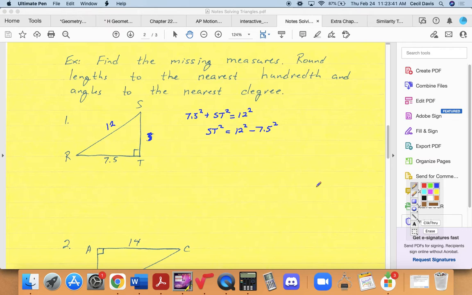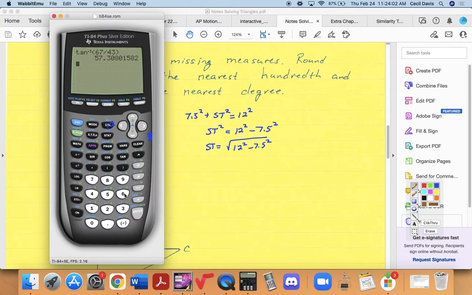Why can't we say 12 squared minus 7.5 squared is, what would it be? You mean 5.5 squared? No, it's not. Never will be. So now we'll take the square root. And st will be the square root of 12 squared minus 7.5 squared. And you can chuck all that into your calculator. The square root of 12 squared minus 7.5 squared.